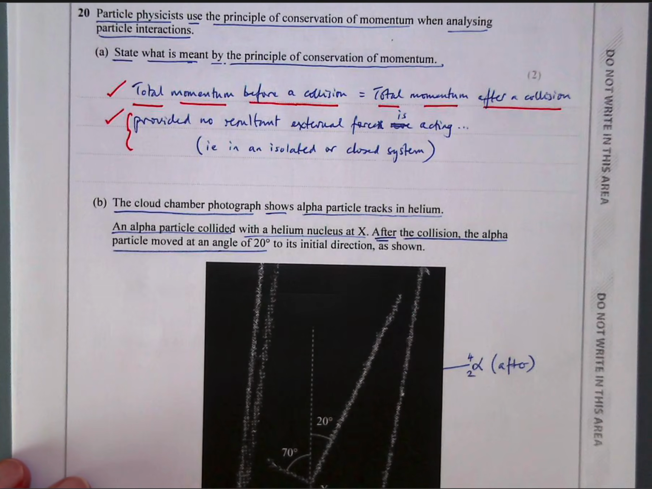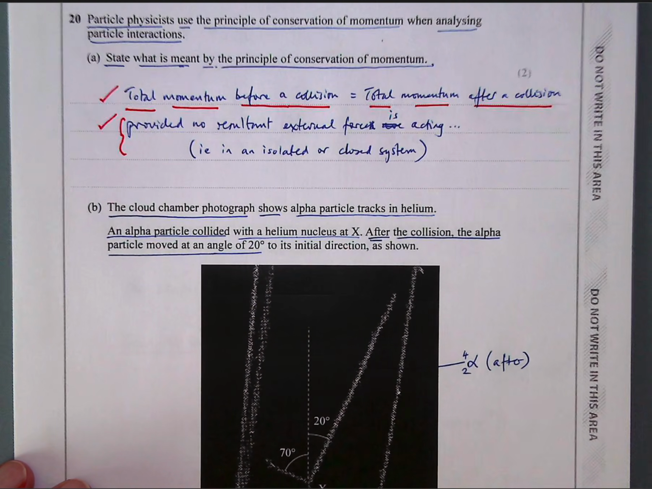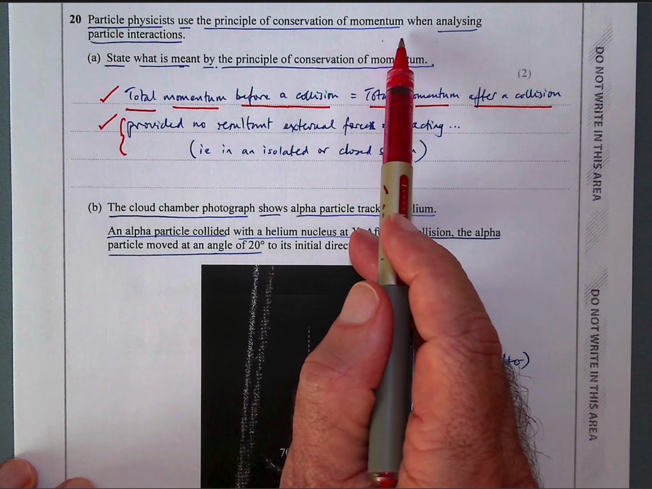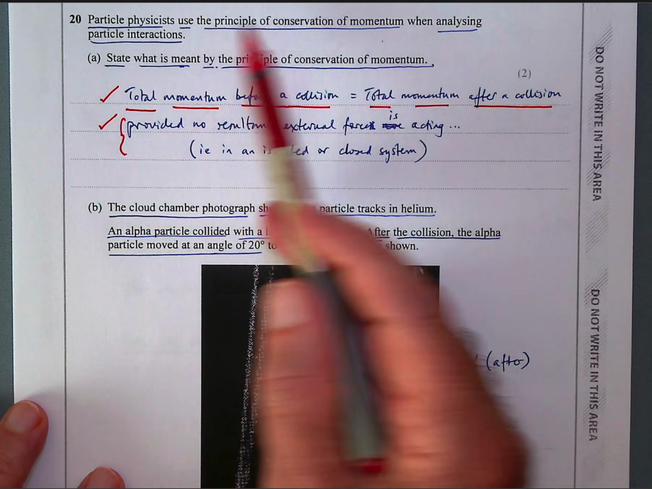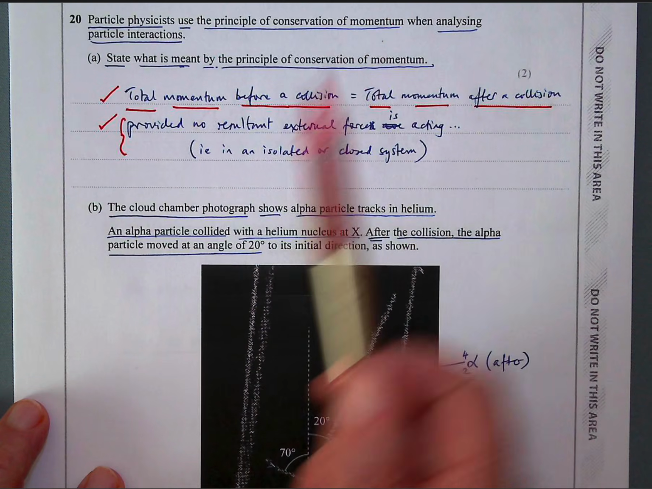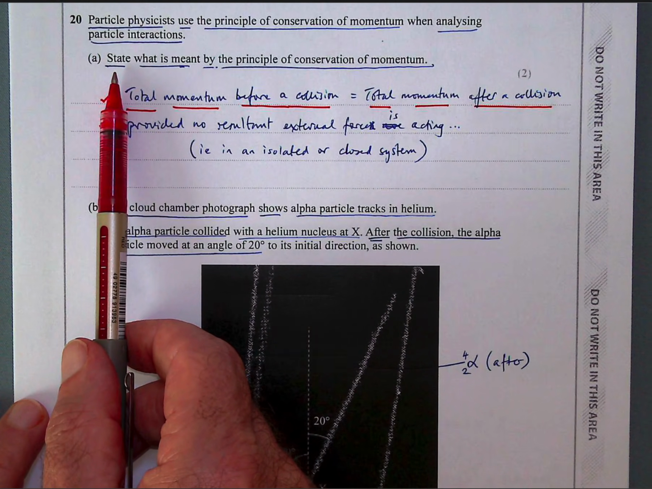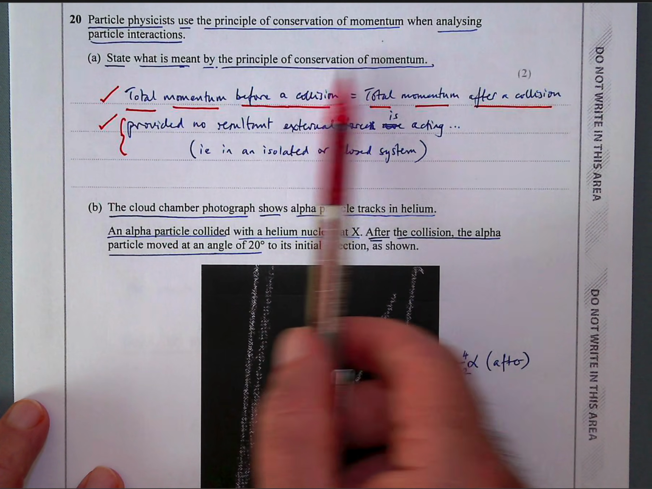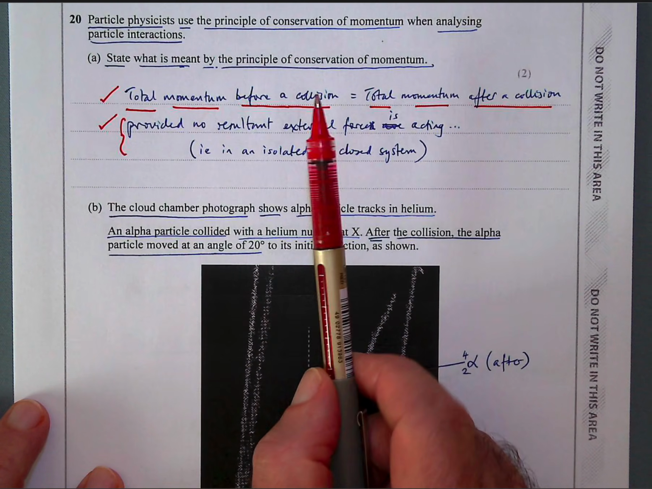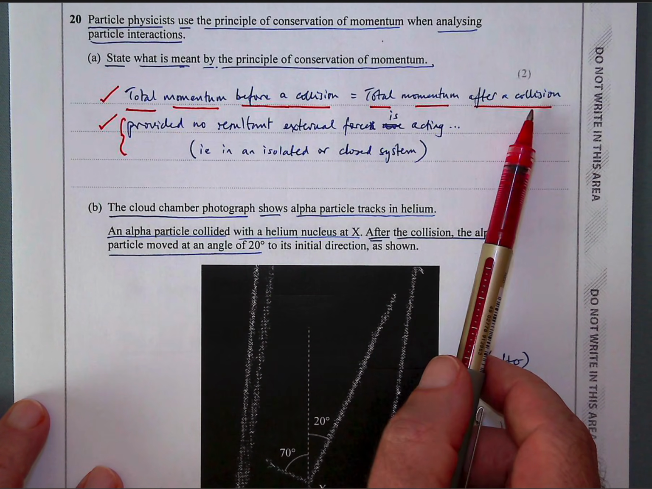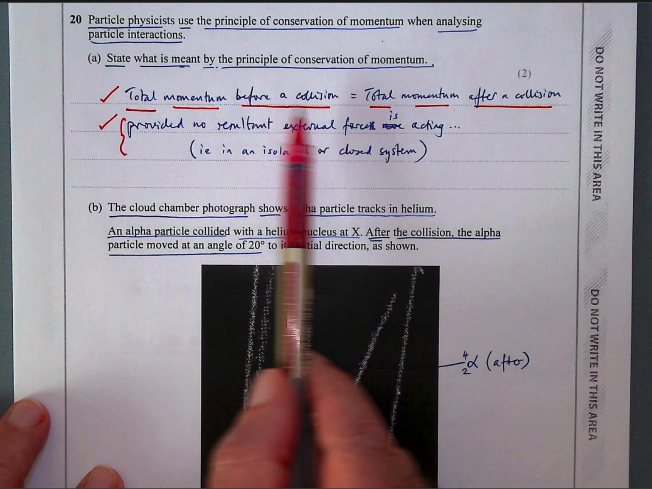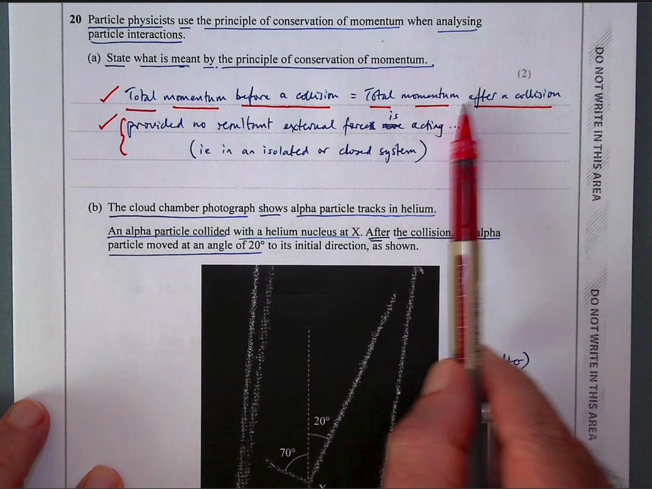So question 20 is looking at particle physicists and the principle of conservation of momentum when analyzing particle interactions. Usually particle interactions means a collision. It says, state what is meant by the principle of conservation of momentum. I had one student who put momentum before equals momentum after. They lost one of the marks. So you have to put total momentum before a collision equals total momentum after a collision.